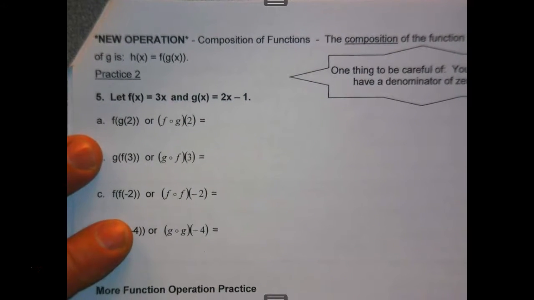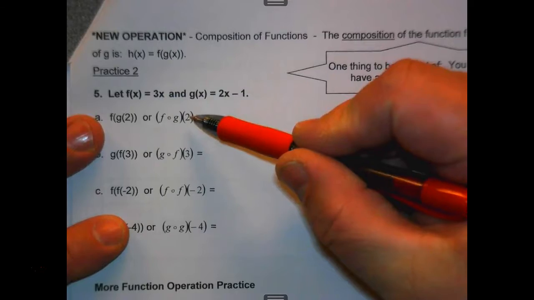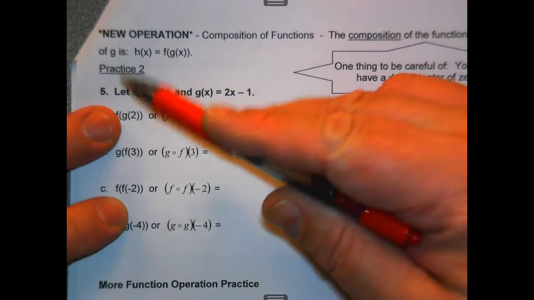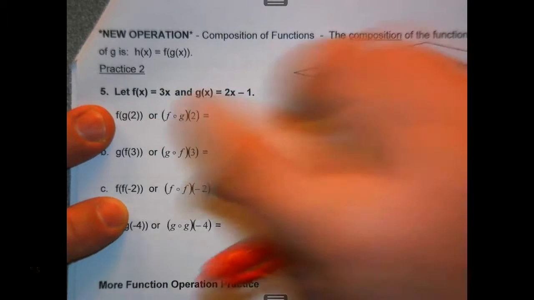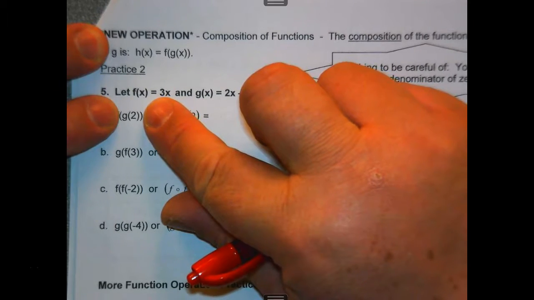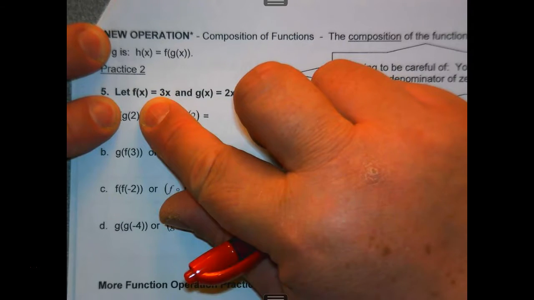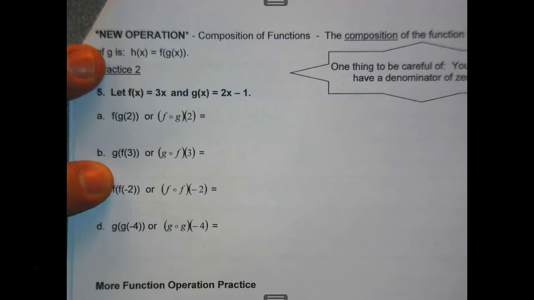Okay, so number 5A, composite functions. You're always going to start with the innermost parentheses. I do not like this notation. This is the new notation for composite functions. This is the old and steady way, which is the one that I like. So I'm going to start with the innermost function, which is the g of 2. So I need to find the g of 2.